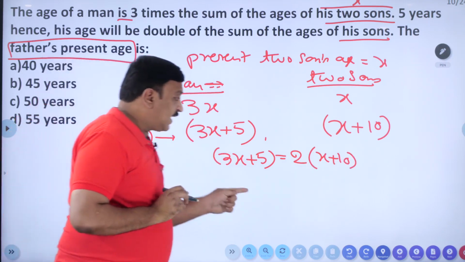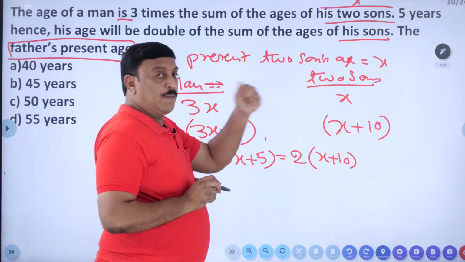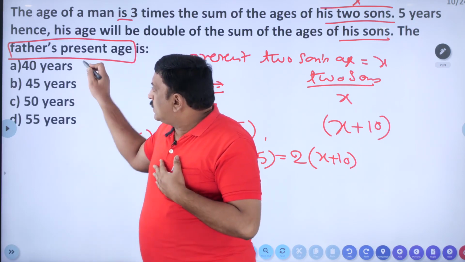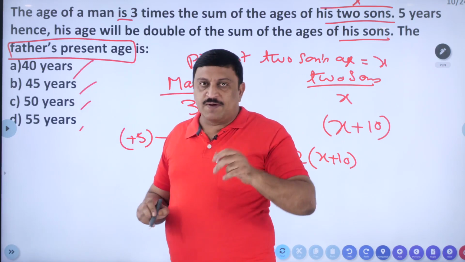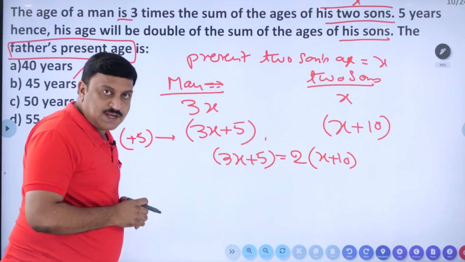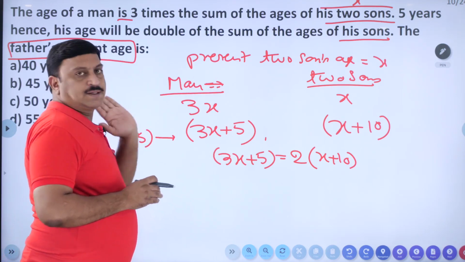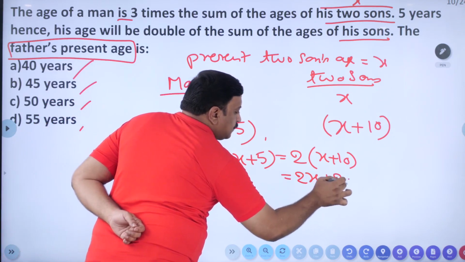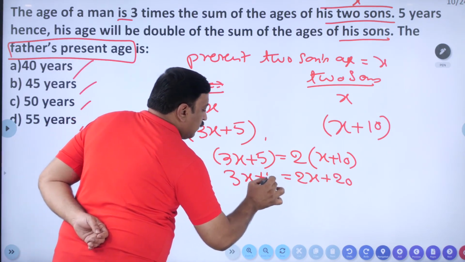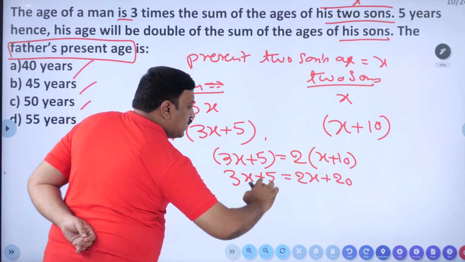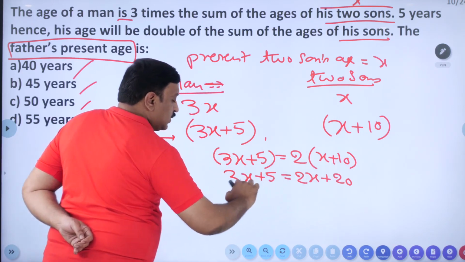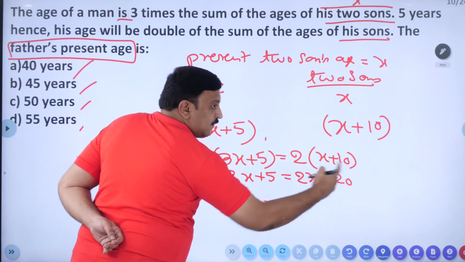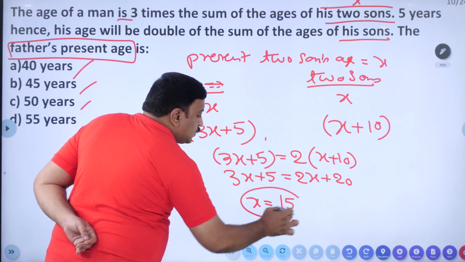But what will you get, x? X is nothing but what? The sons. But we need the father. So there won't be any problem, only the father's age is given, right? But we have to find out first the total sum of the sons' ages, then 3x. Okay, let us start. Here, this is 2x plus 20. So 3x plus 5 is equal to 2x plus 20. Now 3x minus 2x, I can write it as x, and 20 minus 5, so it becomes 15. So x is 15.